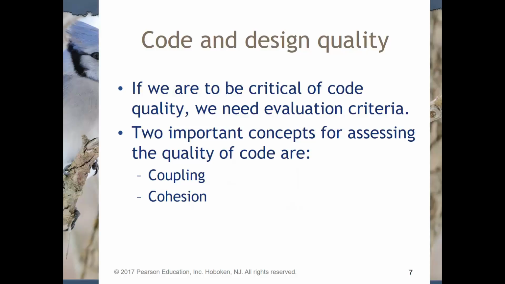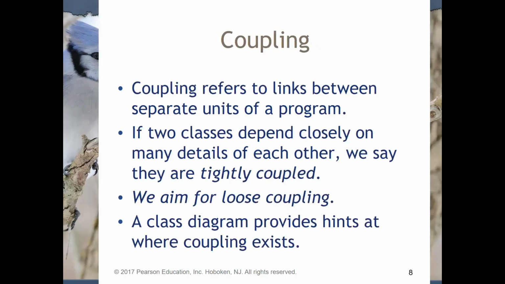Code quality and design. If we're going to be critical of the code quality, we need an evaluation criteria. 2 important concepts are coupling and cohesion. If you have proper coupling and proper cohesion, then chances are your code quality is higher. And you do need to have a litmus test, and it can't just be your opinion. As a rule, developers don't like other developers' code, so you need things that are non-emotional that you can put it against and be able to determine if you feel it's the right thing.